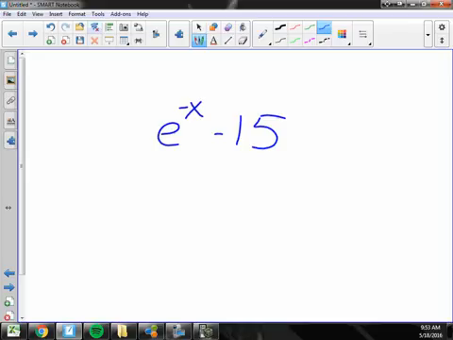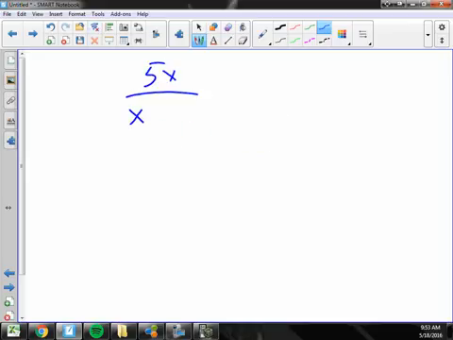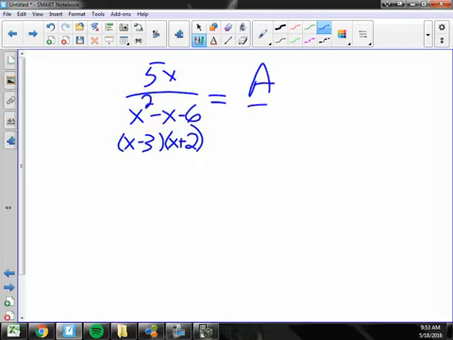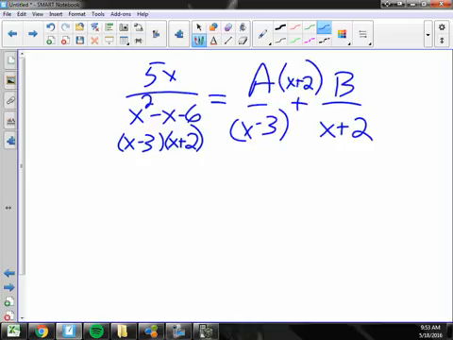In the partial fraction decomposition of 5x over x squared minus x minus 6, what is the numerator of the x plus 2 term? So x minus 3 and x plus 2, how many partial fractions am I going to have? Just 2. So it will be A over x minus 3 plus B over x plus 2. This needs an x plus 2, and that needs an x minus 3. Everybody get that? Everybody remember why that's the case?